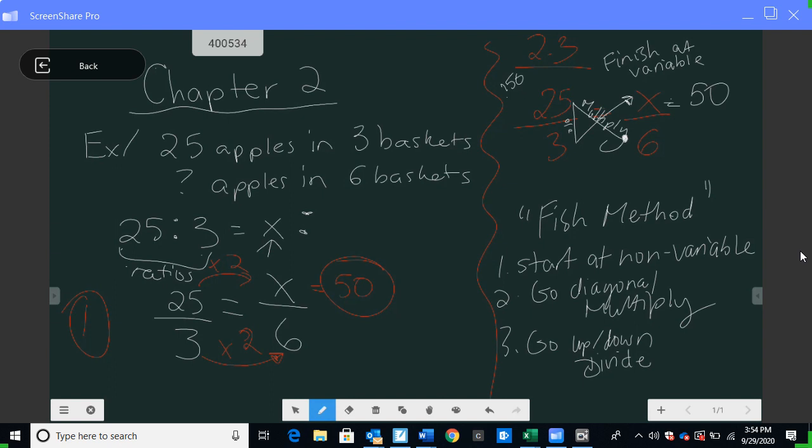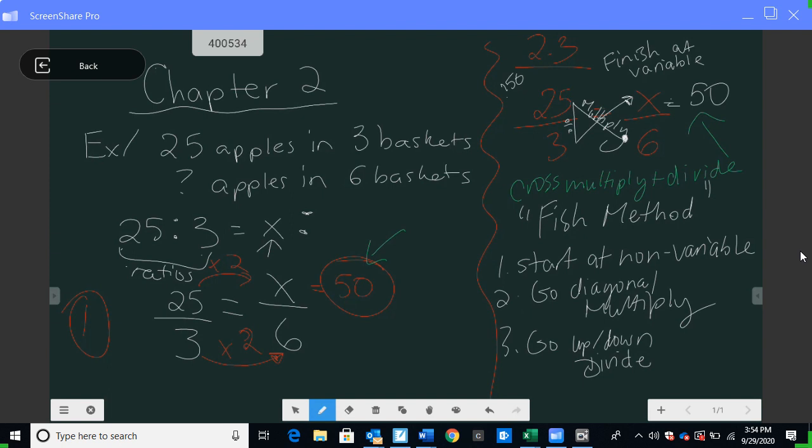So if you notice, our answer here and our answer here are the exact same. We just did 2 different ways to solve them. One of them is cross multiply and divide, or the fish method, and the other one is finding that in between, more of a proportional way of solving these types of questions.